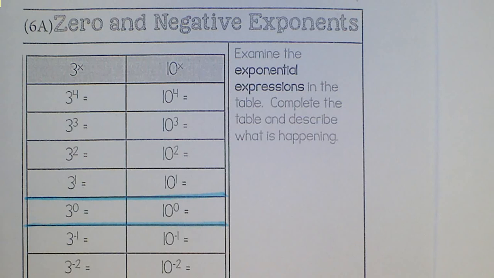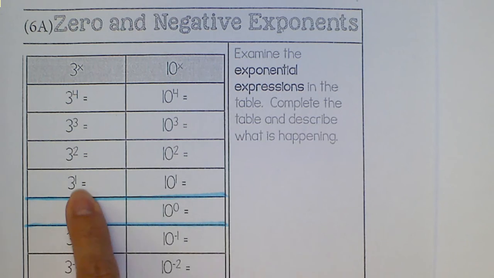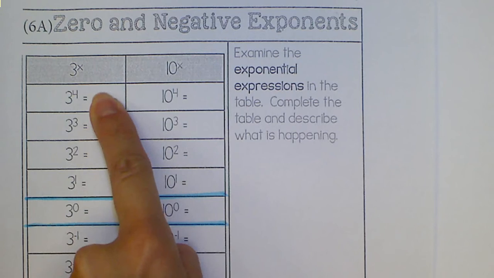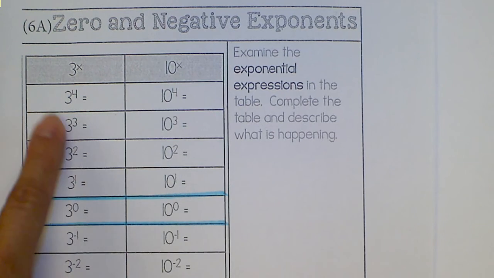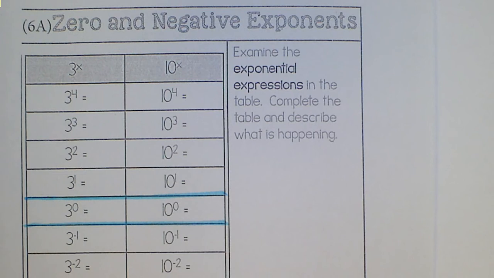So today we're going to be looking at zero and negative exponents. Now most of you are probably very familiar when your exponents are all positive. So 3 to the first, 3 squared, 3 to the third, and 3 to the fourth. So let's fill in the ones that we're comfortable with and that we're familiar with.